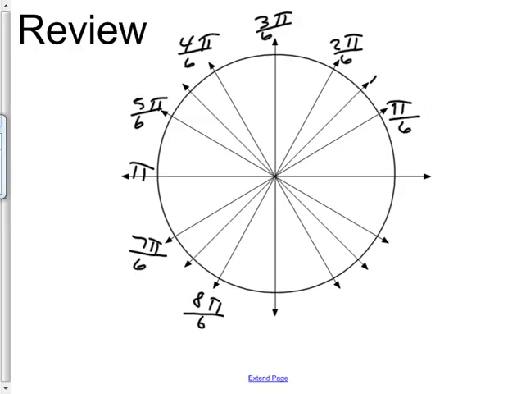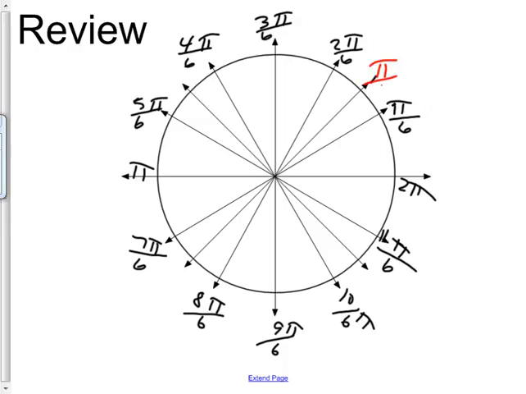8/6 pi, 9/6 pi, 10/6 pi, 11/6 pi, and 12/6 pi would be 2 pi. All right. Then the other ones that I didn't do, I skipped because they're different.